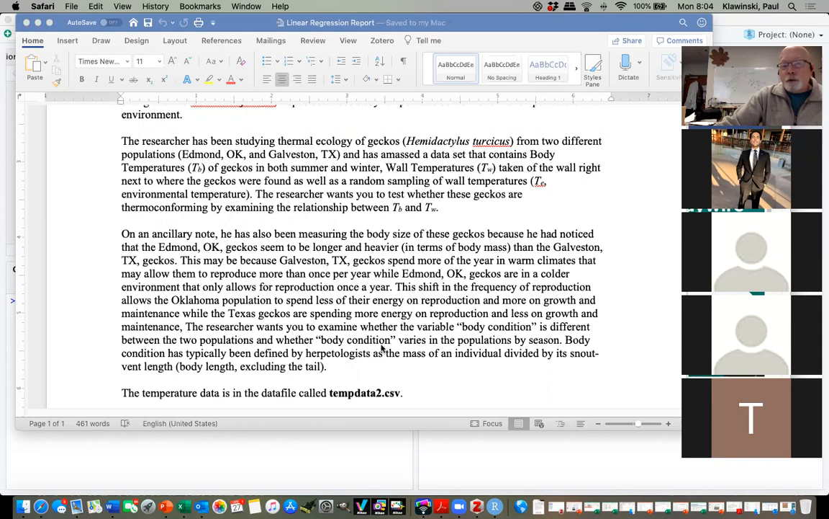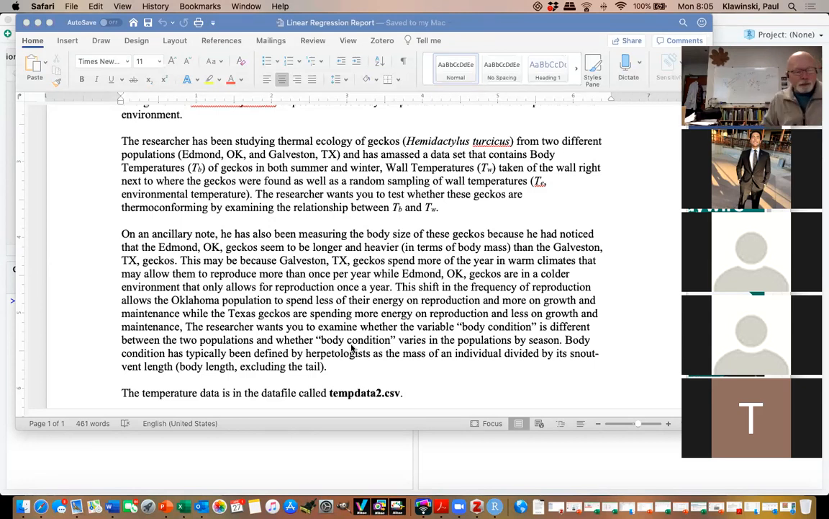Body condition, typically in the herpetology world, is the ratio of body mass divided by snout vent length, the distance between the tip of their snout and the base of their tail. Tails break off in geckos, so tail length isn't a good measure of body size in any lizard, actually. Snout vent length is the standard measure. So we would generally measure mass divided by SVL. This is the body condition index, and people in the past have analyzed that.